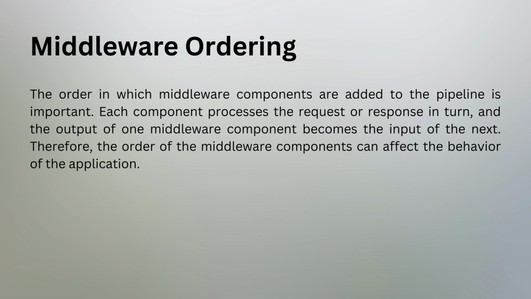Middleware ordering. The order in which middleware components are added to the pipeline is important. Each component processes the request or response in turn, and the output of one middleware component becomes the input of the next. Therefore, the order of the middleware components can affect the behavior of the application.